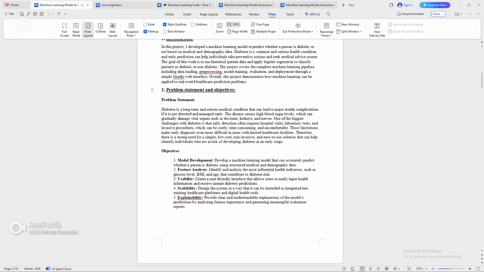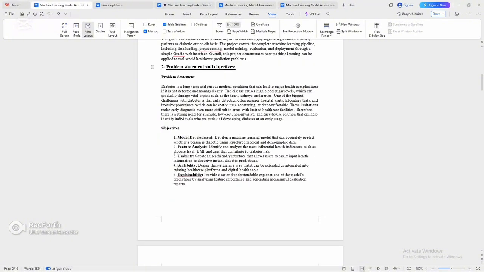The main problem I addressed is that diabetes is often detected late. Because of this, there is a strong need for a simple, low-cost and non-invasive method that can help identify people who may be at risk of diabetes at an early age. The objectives are to develop a machine learning model that can predict diabetes accurately, analyze which medical features contribute most to diabetic risk, and create a user-friendly interface for easy interaction.